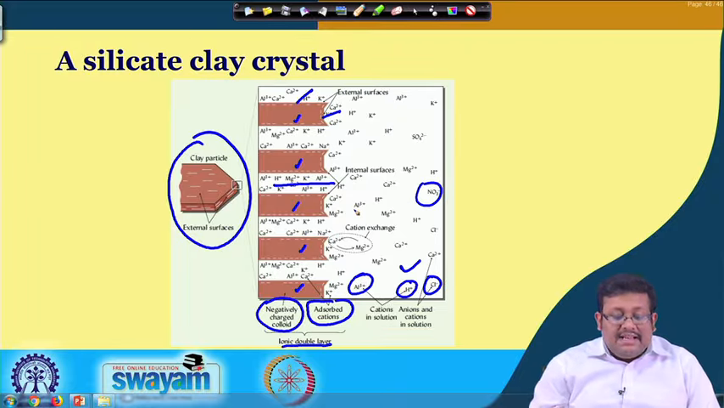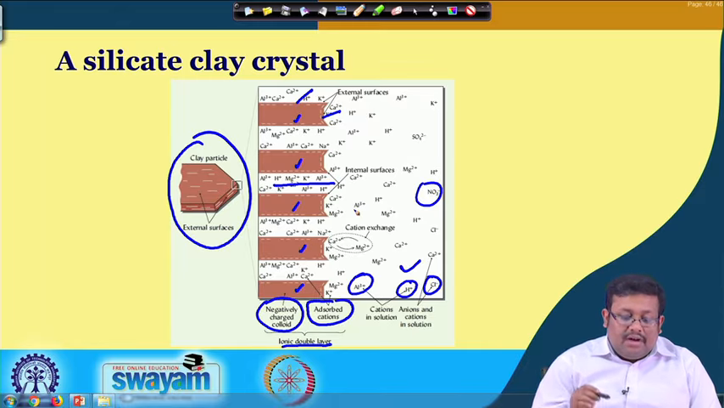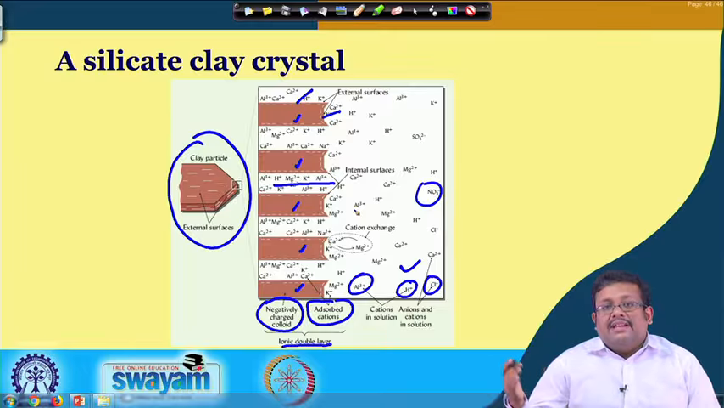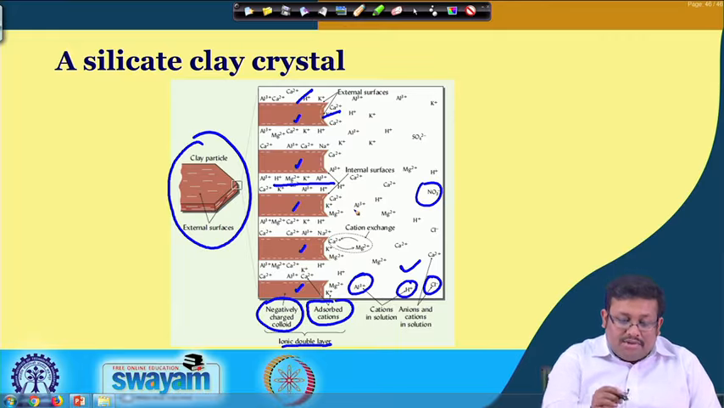So, this is basically the structure of a silicate clay crystal, which is made of this layered structure, and in between the layers there is the interlayer space, and the external surface is also available. All these spaces are accessible for different cations and anions present in the soil solution for adsorption.